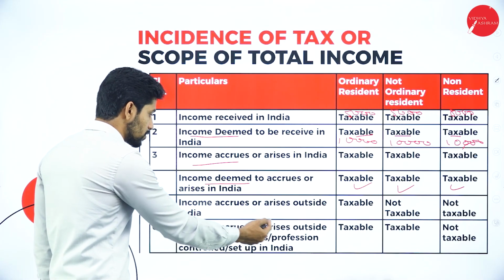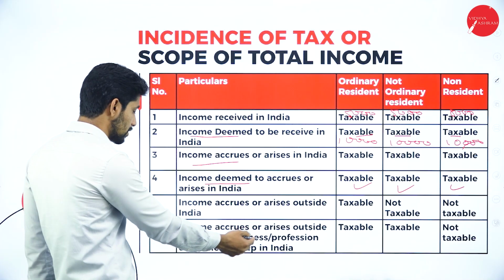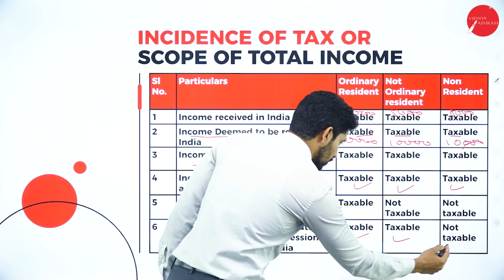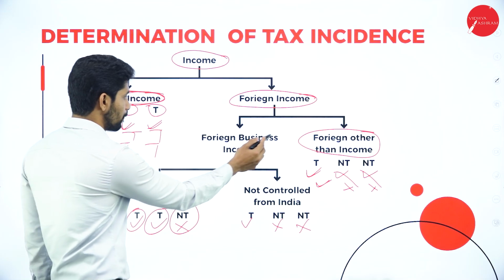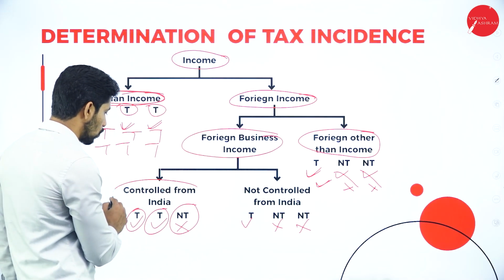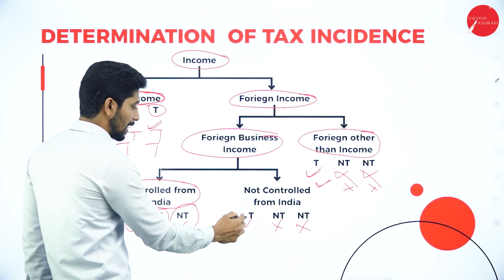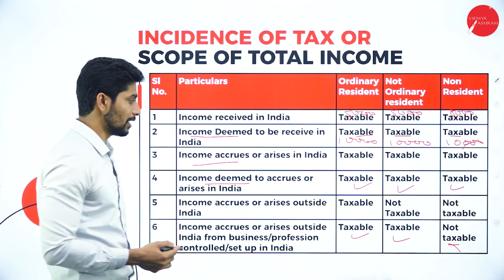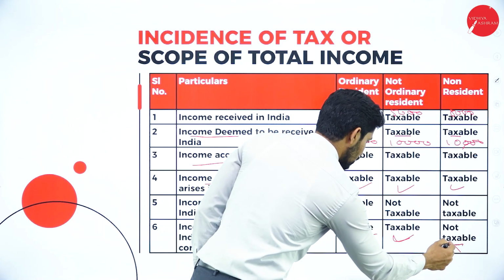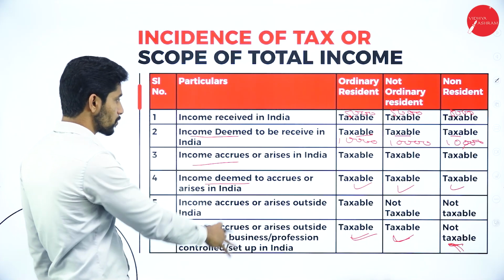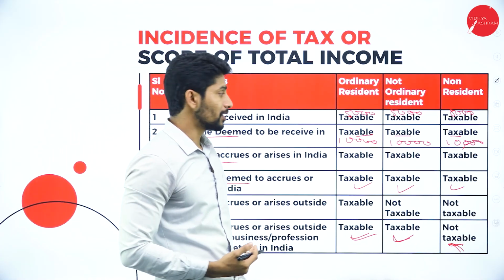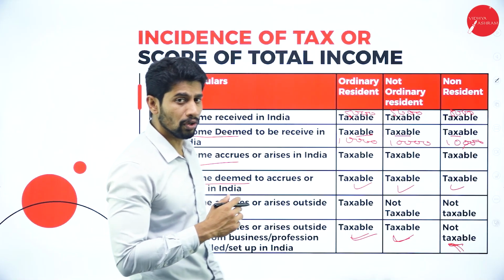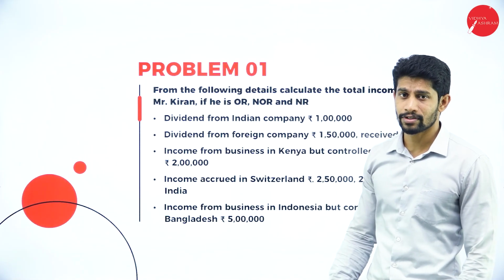Next, income accrues or arises outside India, but the business is controlled from India. What is the treatment? Taxable, taxable, not taxable. Here it is a foreign business income and it is controlled from India. If it is not controlled, it is taxable, not taxable, not taxable. If the business is controlled from India, it is taxable, taxable, not taxable. The same treatment we have done here also. This is how you are supposed to treat the different incomes under different heads of residential status. So let us solve one problem so that we get to know how to solve problems with respect to the residential status of an individual.